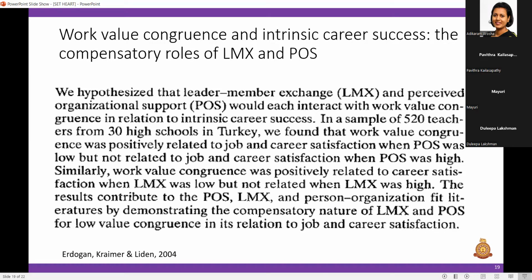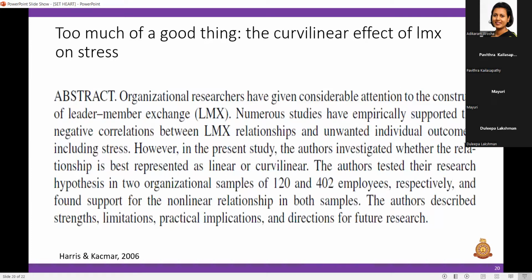Then another study by Erdogan et al., 2004, used LMX, POS, and social exchange theory to establish how these variables can have career satisfaction and things like that. And the other one is Harris and Kacmar, where they have again used LMX. I think they too had a curvilinear relationship like what I proposed in my PhD.